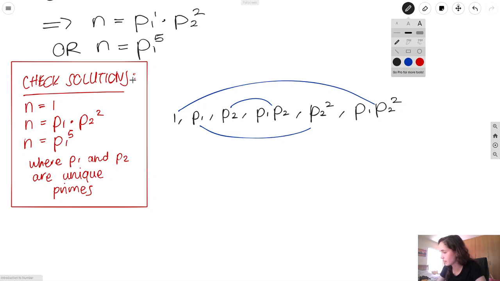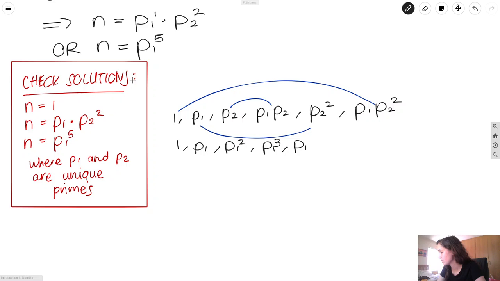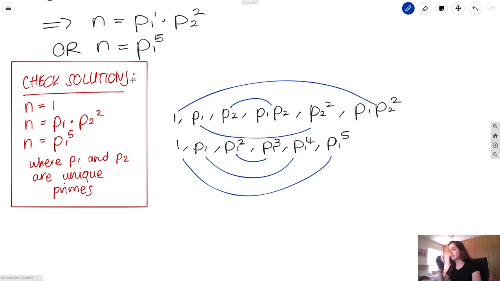And if we have the third option, we have 1, p1, p1 squared, p1 to the power 3, p1 to the power 4, p1 to the power 5, and once again making pairs, these two together, these two together, these together, they would multiply to get p1 to the power of 15.